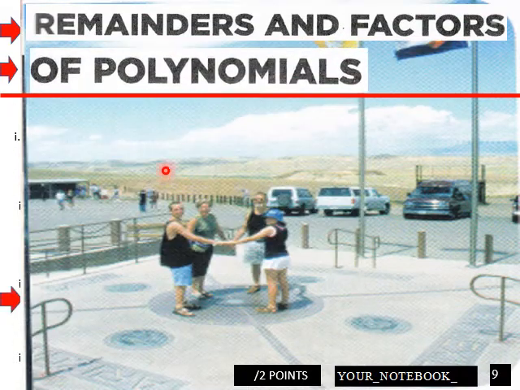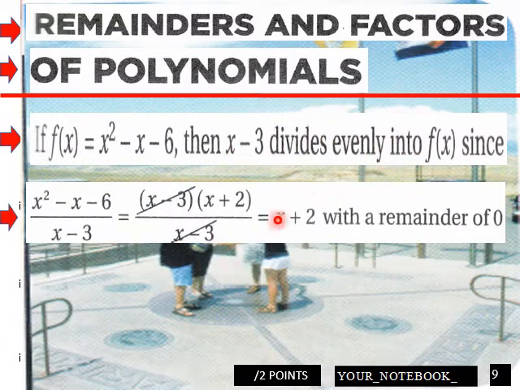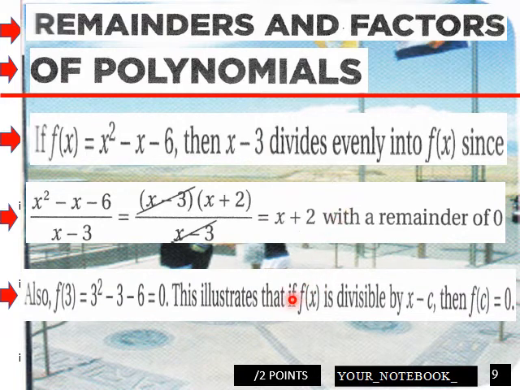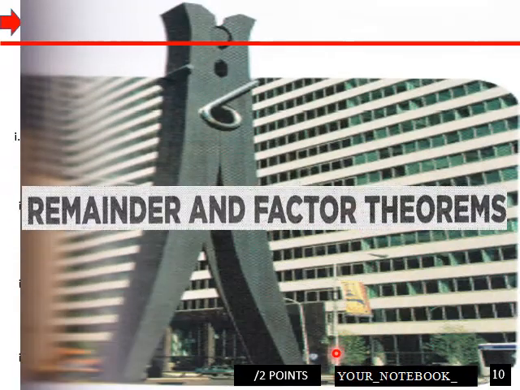So, remainders and factors of polynomials. If f of x equals x squared minus x minus 6, then x minus 3 divides evenly into f of x, since if we factor out an x minus 3, we'll get an x plus 2 with a remainder of 0. So also, if f of 3 equals 0, this illustrates that if f of x is divisible by x minus c, c would equal 0.